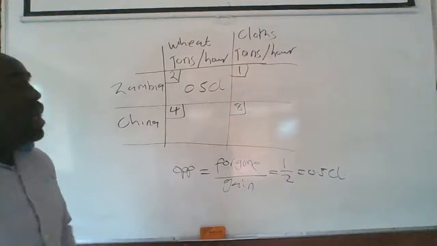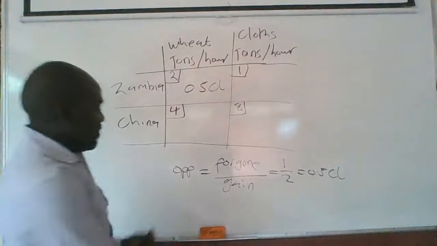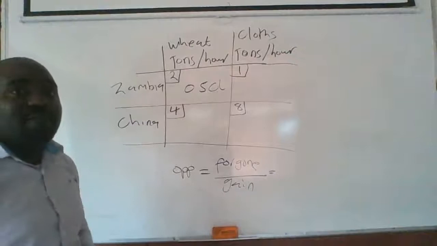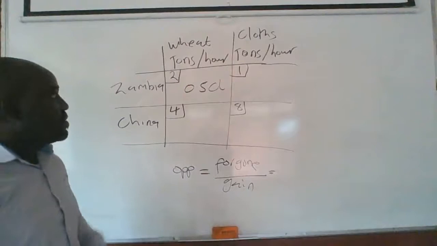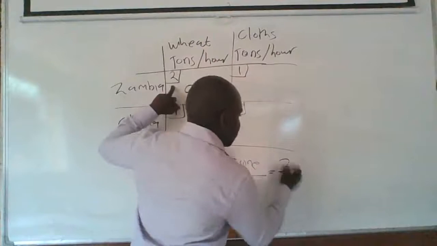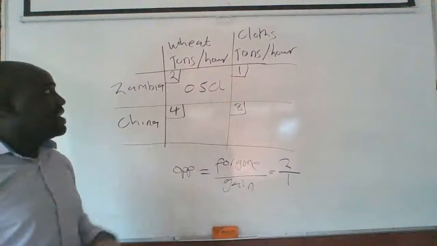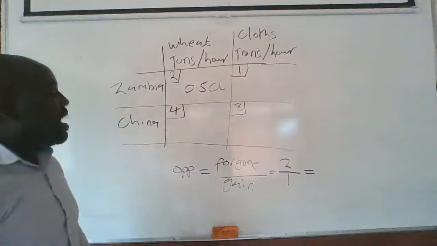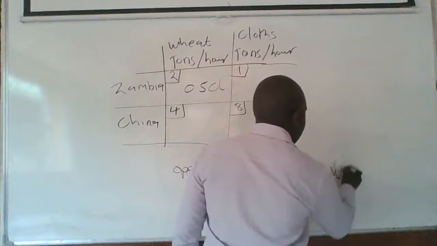We can also find the opportunity cost of producing clothes for Zambia using the same formula. So for Zambia to be able to produce clothes, it will have to give up resources needed for the production of wheat and channel them to the production of clothes. Given the values that we have, Zambia will have to give up 2 tons of wheat to produce a ton of clothes. With this, it means that the opportunity cost of producing a ton of clothes for Zambia is 2 tons of wheat. So the opportunity cost here will be 2 tons of wheat.